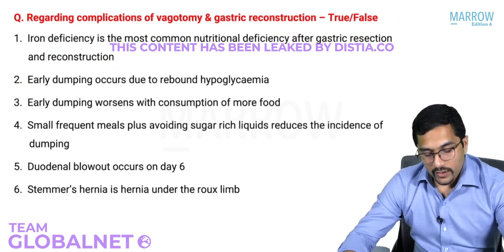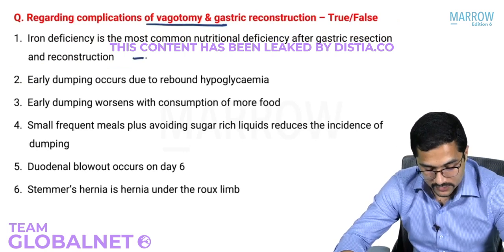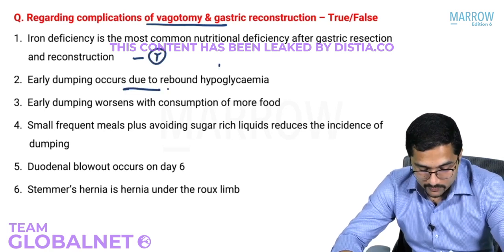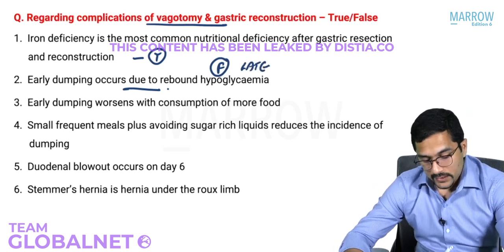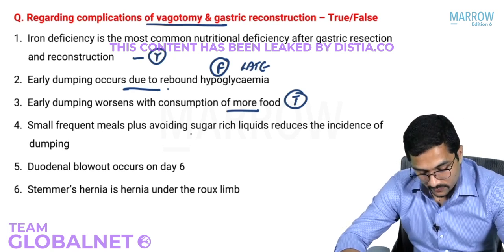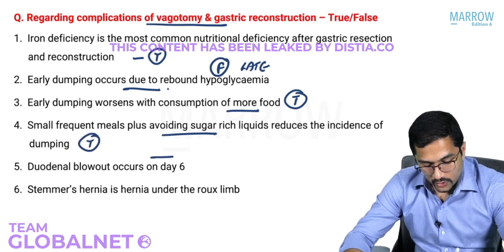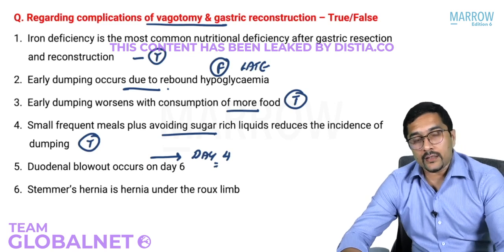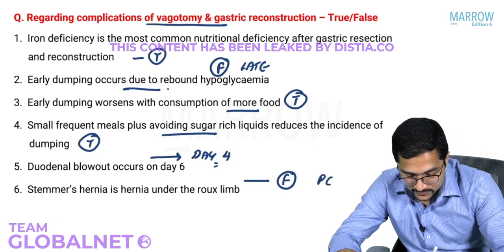Regarding complications of vagotomy and gastric reconstructions, iron deficiency is the most common nutritional deficiency. This is true. Early dumping occurs because of rebound hypoglycemia. This is false. This is for late. Early dumping worsens with consumption of more food. This is true. Small frequent meals plus avoiding sugar-rich fluids reduces the incidence of dumping. True. Duodenal blowout occurs on day 4. And Stemmer's is hernia under the roux limb. This is false. This is the description of Peterson's hernia.